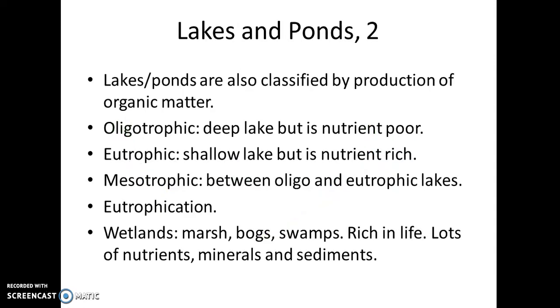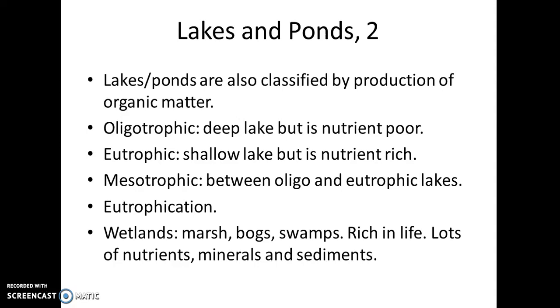Lakes are also classified by production of organic matter, the photosynthesis. Oligotrophic lakes are deep, but they're nutrient poor because photosynthesis can only happen at the top. Eutrophic are shallow, and it is nutrient rich. And mesotrophic are between oligotrophic and eutrophic lakes. Now, eutrophication happens with the filling in of the lake from oligotrophic to eutrophic, eutrophication.